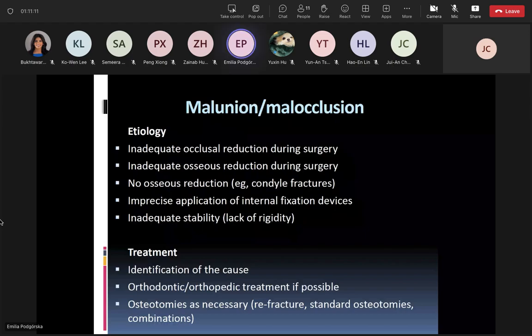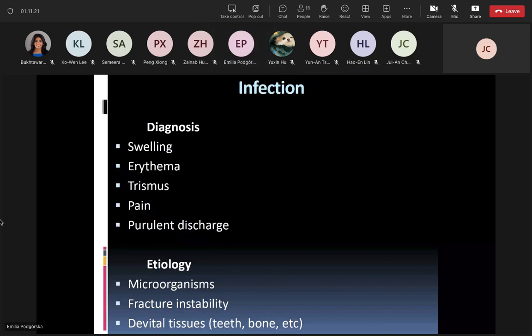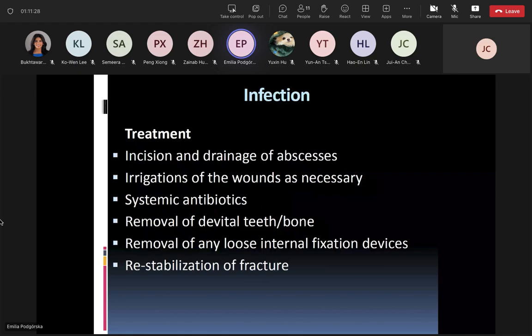Infection, diagnosis: swelling, erythema, wound pain, purulent discharge, microorganisms, fracture instability, and devitalized tissue, for example, teeth and bone. Infection treatment: incision and drainage of abscesses, irrigation of the wounds as necessary, systemic antibiotics, removal of the devitalized teeth and bone, removal of any loosened internal fixation devices, restabilization of the fracture.